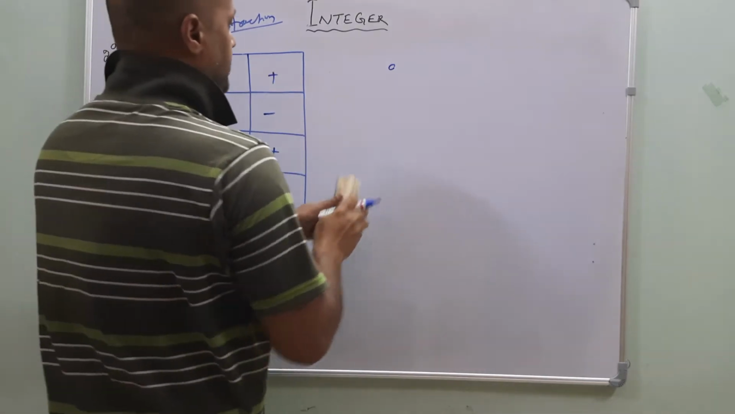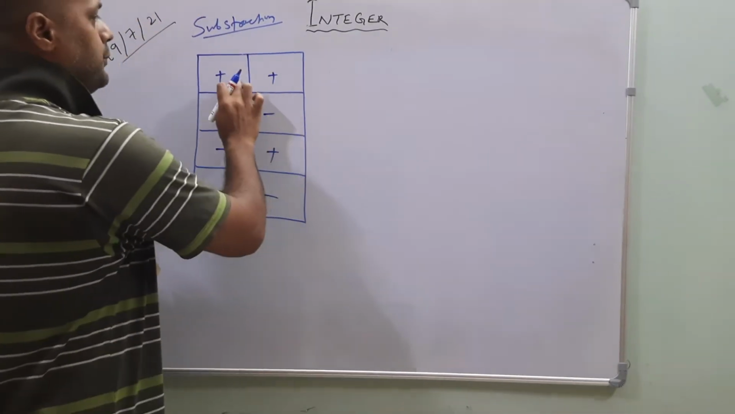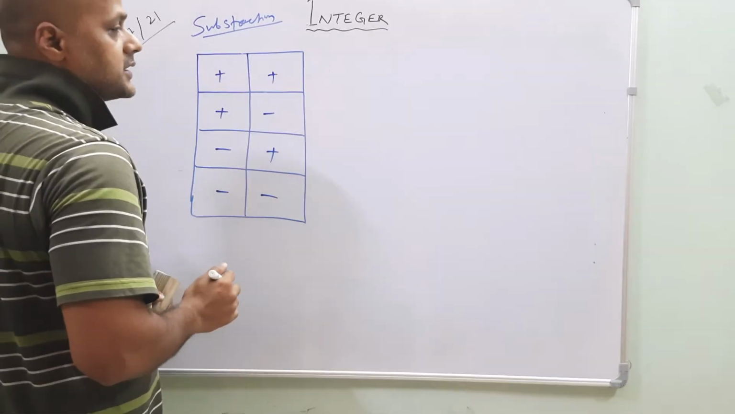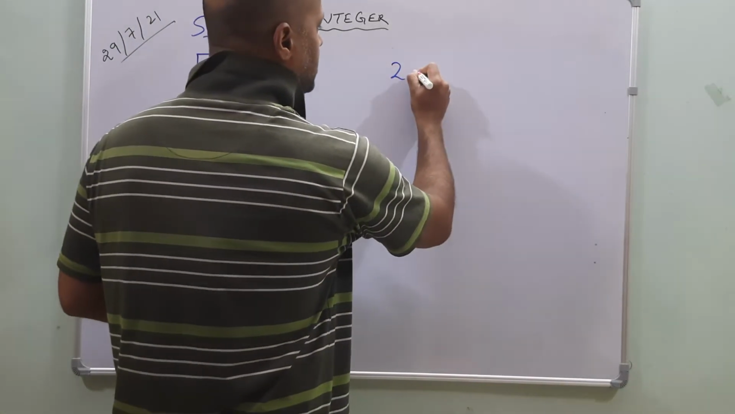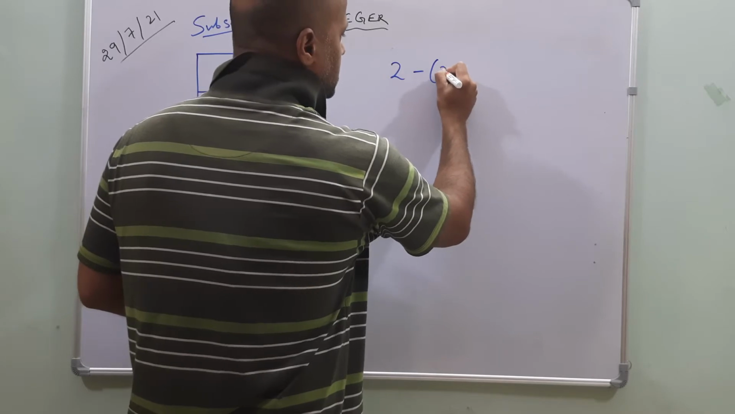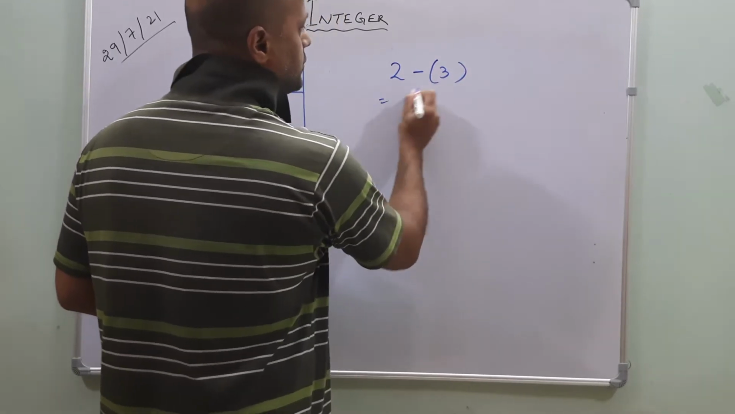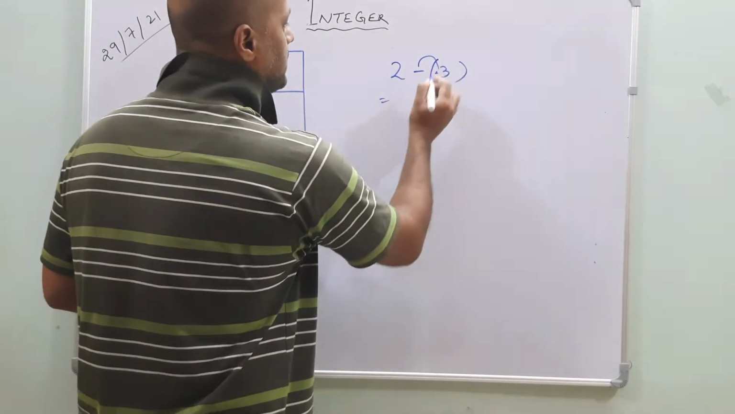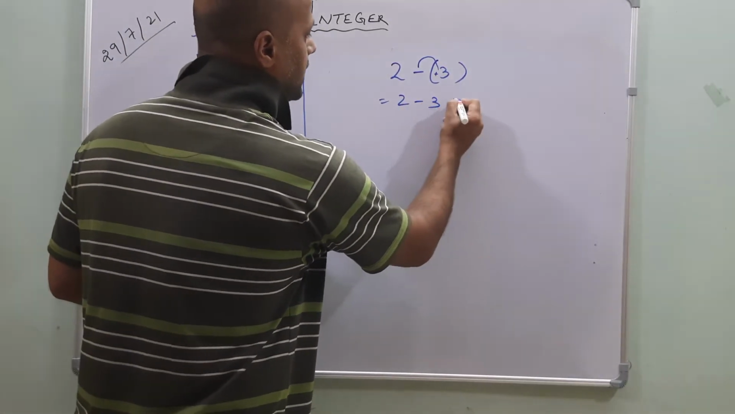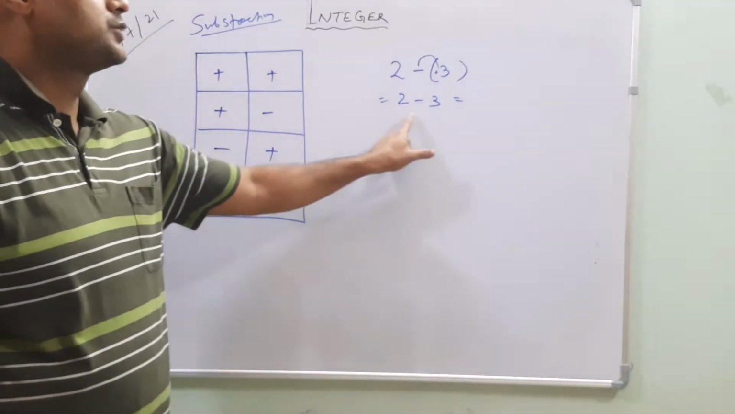If two positive integers are subtracted from each other, what will happen? See, 2 minus plus 3. Bracket will be open. Here 3 means plus 3. So these two will multiply: 2 minus 3. According to our rule, what? 1 plus and 1 minus will be there.